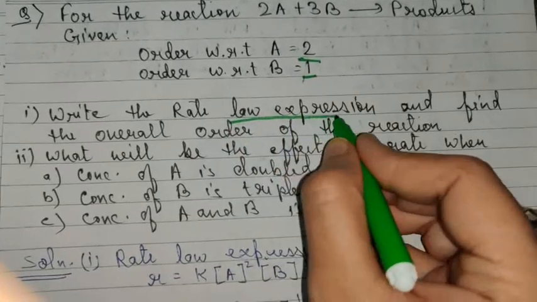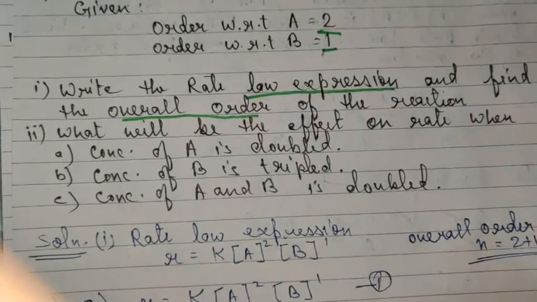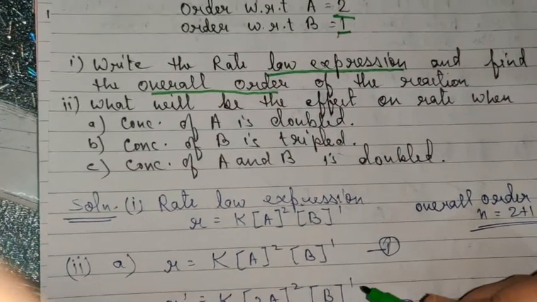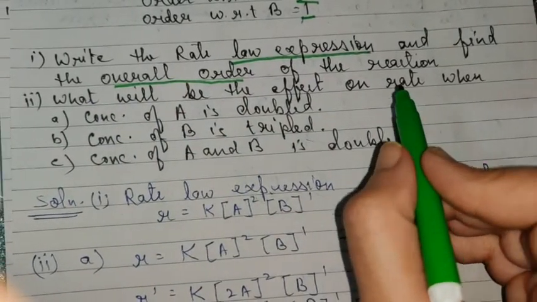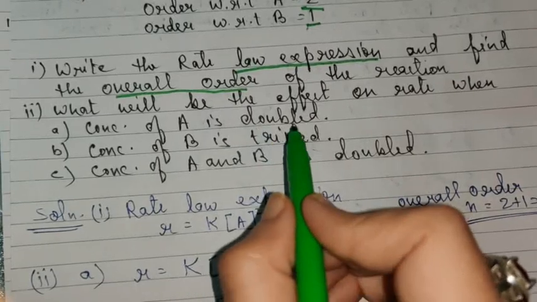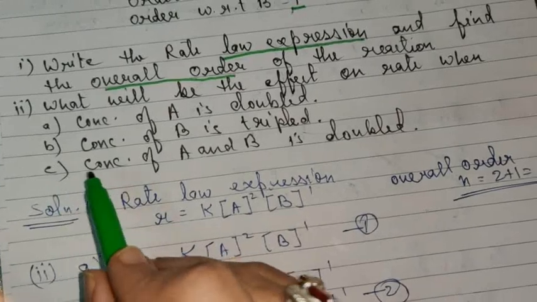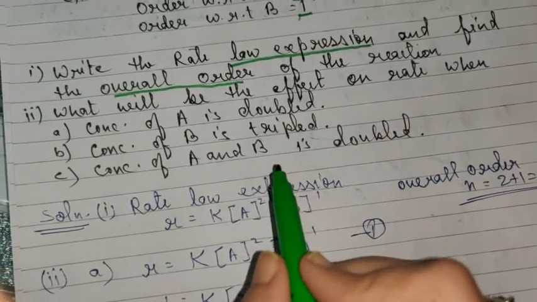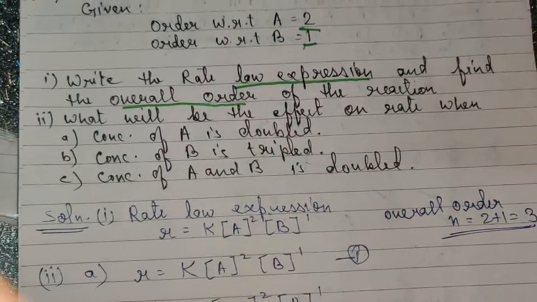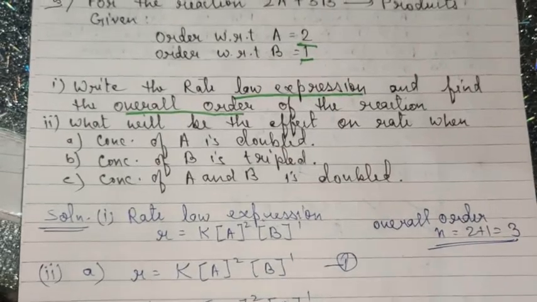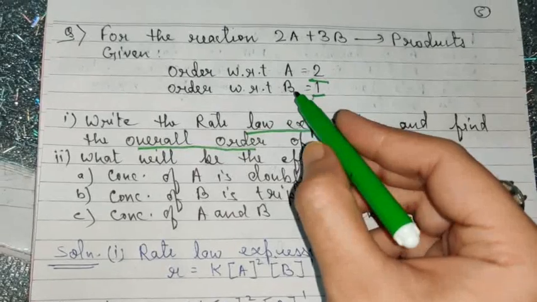We have to write down the rate law expression and also find out the overall order of the reaction. Then in the second part, we need to find out what will be the effect on the rate when the concentration of A is doubled and the concentration of B is tripled, and in the third part, the concentration of A and B both are doubled. So we have to find out these questions asked, but before that, the information given in the question is more important to us.